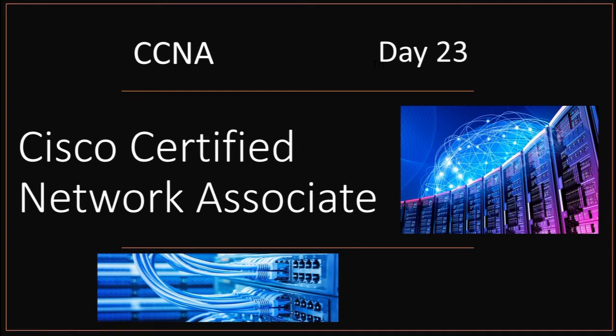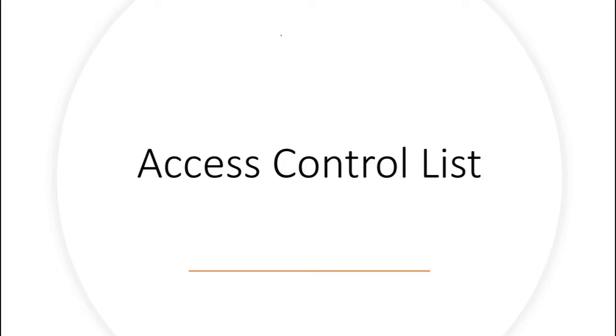Still, I found some time, and let's see what the access control list is. First of all, it is very important to understand that sometimes we have some computers. Let me take a very simple architecture. Let's say in your company you have two departments, right? You have one router here.